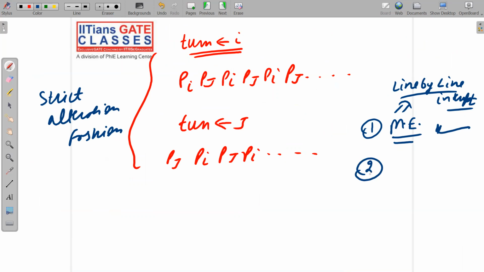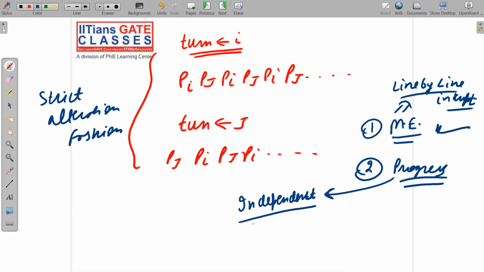100% is satisfied. Next is progress. This is a very important point. See, first of all, you should say how to check the progress. So for progress, you have to check the processes. There should be some independency. Independent. Independent means, okay, one process can enter the CS without affecting the other processes. Okay, they should be independent. Let me write it properly. Independent.